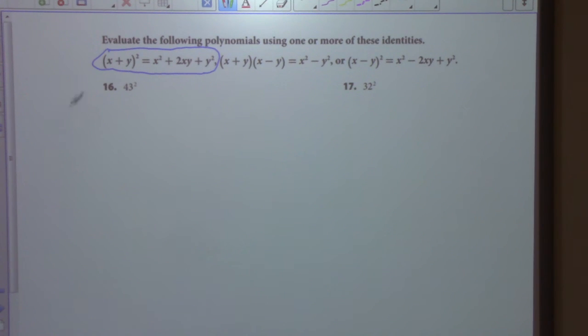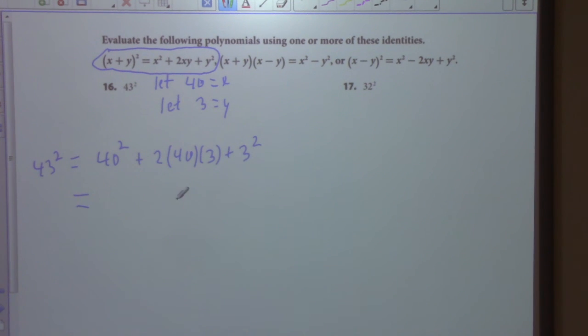And so what we can do is we can rewrite this. We can say let 40 equal x, and what can equal y? 3. Let 3 equal y. And when we do that and use this identity, we can rewrite 43 squared as 40 squared plus 2 times 40 times 3 plus 3 squared.